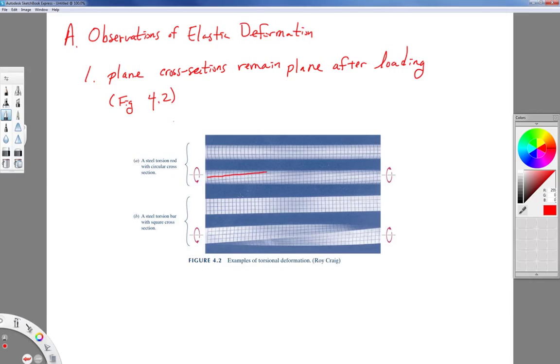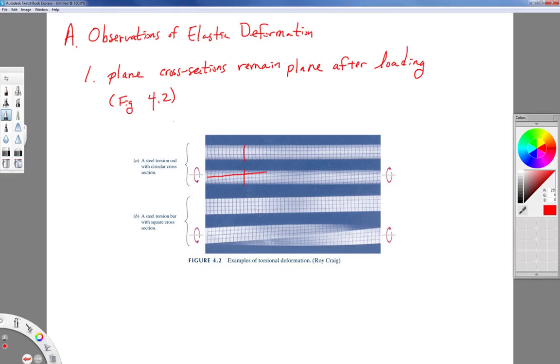But what we're talking about is the cross section. And when I say plane cross sections remain plane, if we look at a cross section, that's one of these vertical lines that they drew on the bar before it was loaded, see how it's straight up and down. And after that torque is applied for the circular cross section, that cross-section still stays straight up and down. It stays flat and plane.